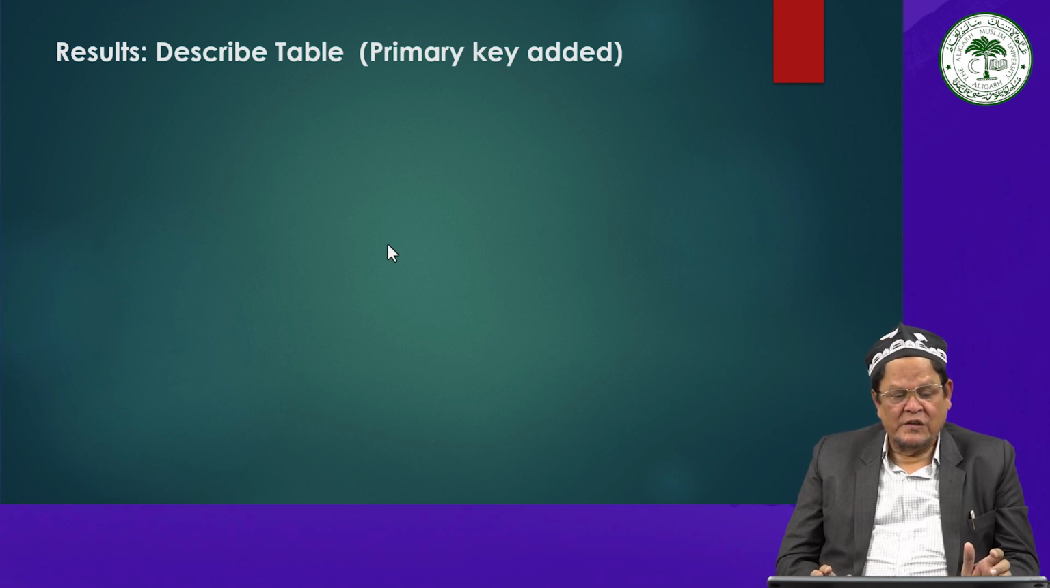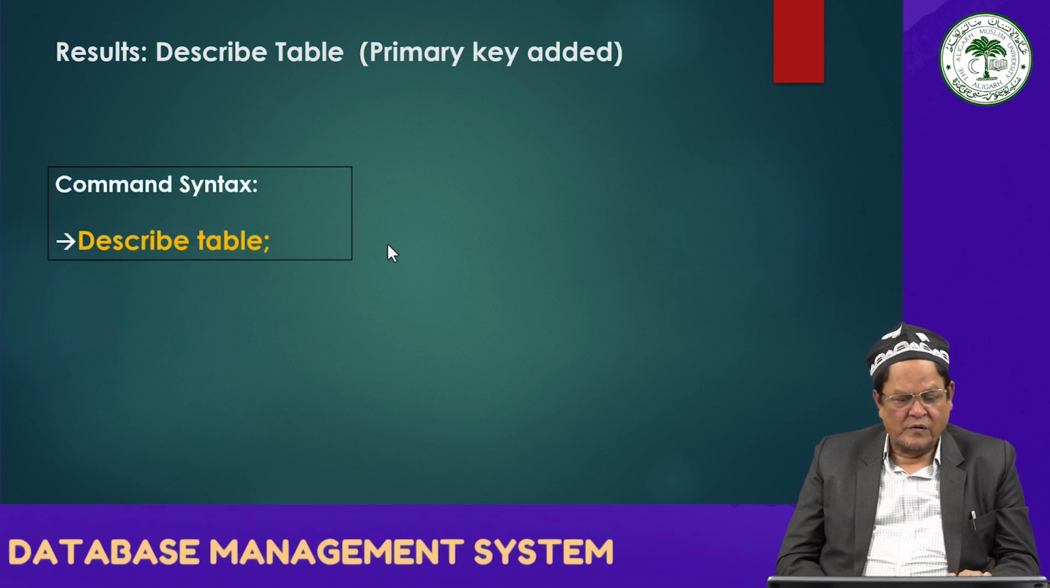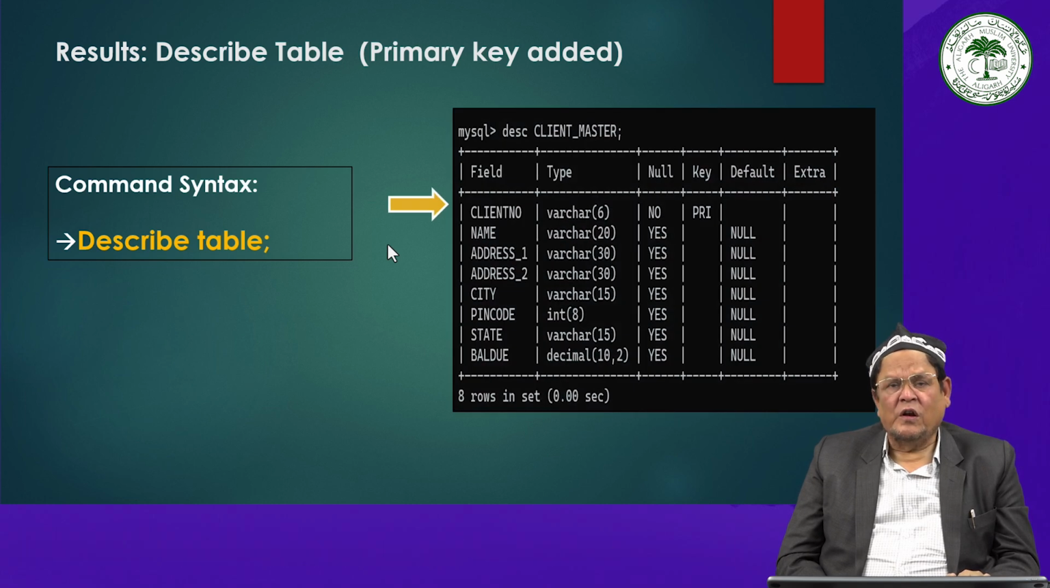Then you want to see the result, how you see on the screen whether the primary key constraint has been added or not. Then you have to write describe table. The command syntax is describe table, or you can write DESC also. Minimum 4 letters you have to type. It will show on the screen like that. Here the table name is client master. We have to write this client master.